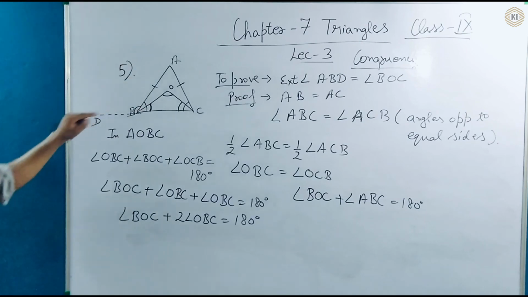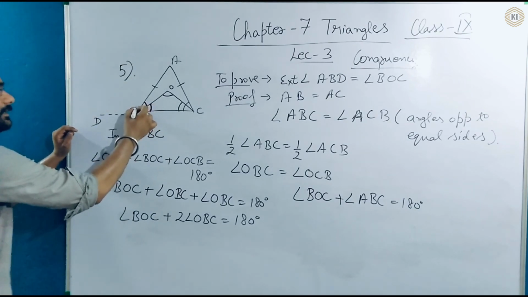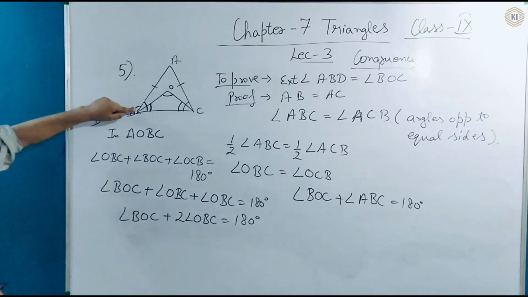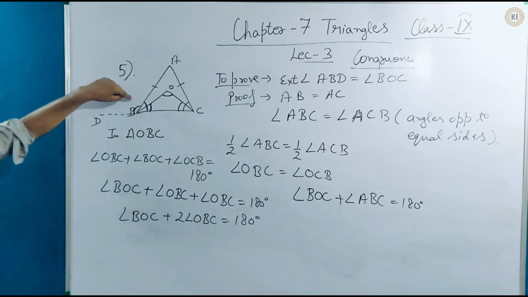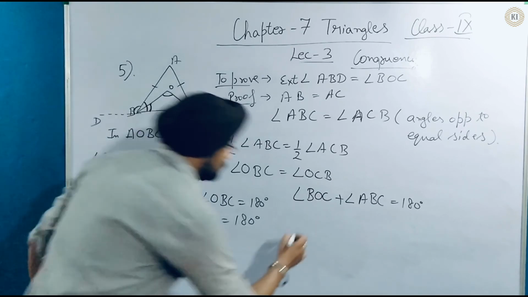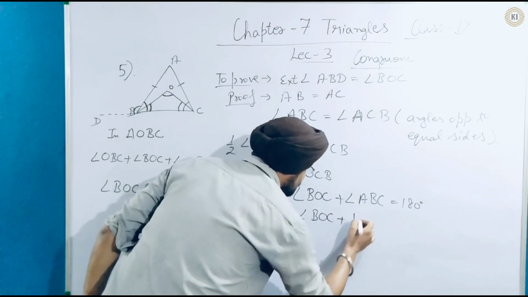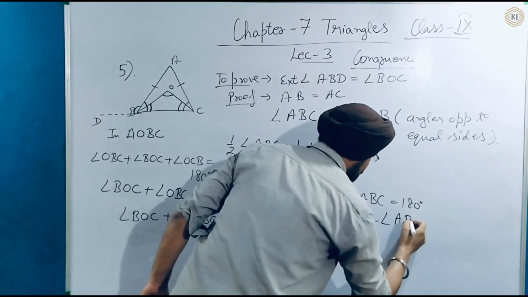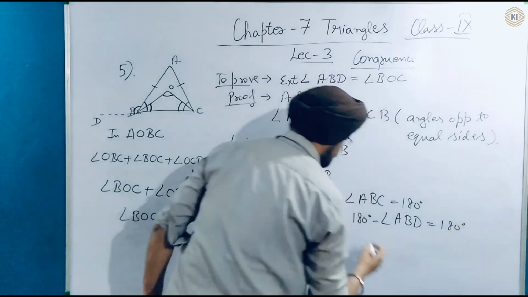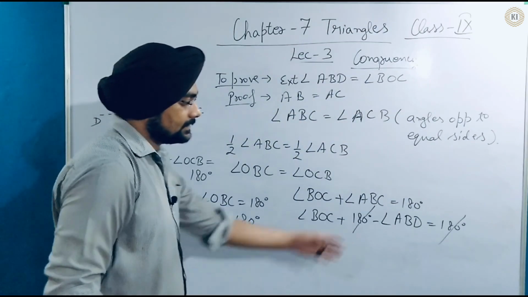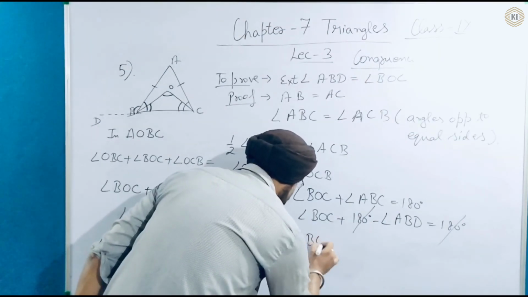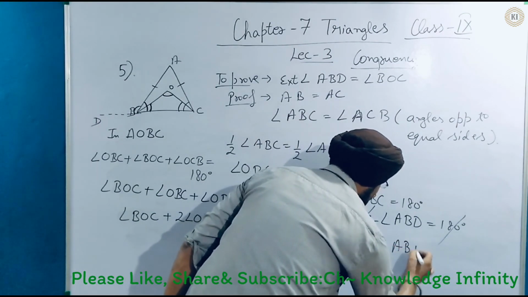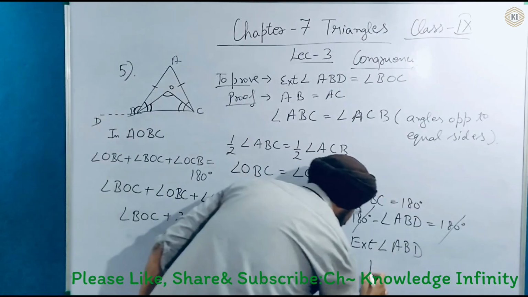Now this is angle ABC. These two angles form a linear pair and the sum of a linear pair is 180. So in place of ABC we can write 180 minus angle ABD. So angle BOC plus 180 degrees minus angle ABD will be equal to 180. So 180 and 180 will cancel. This will be transferred to this side. So angle BOC will be equal to exterior angle ABD, and this we had to prove.